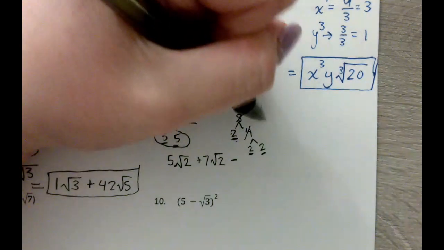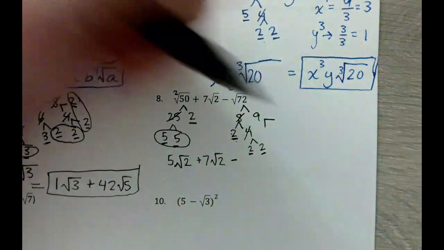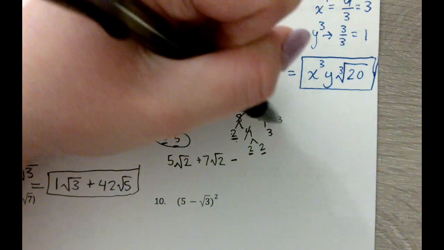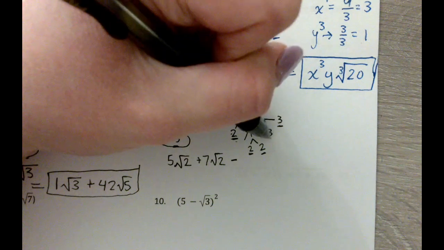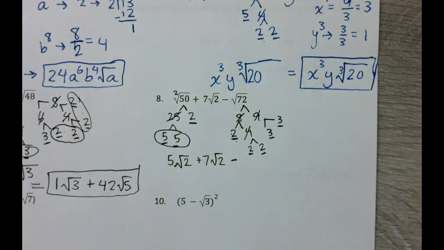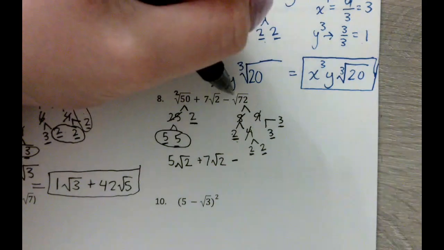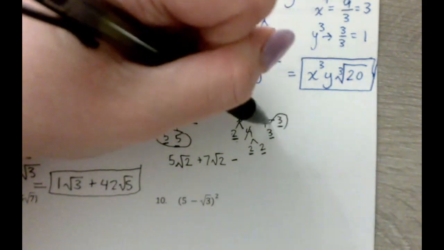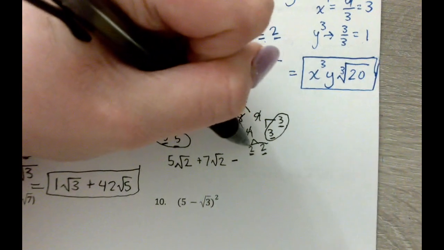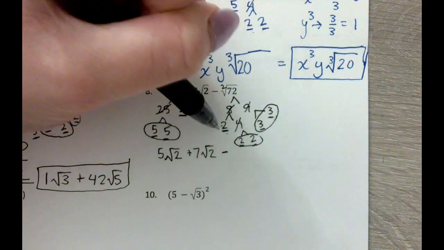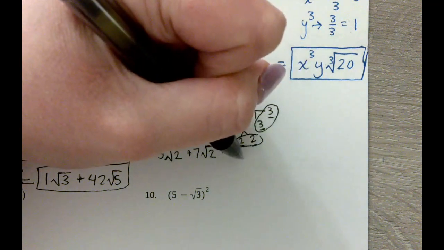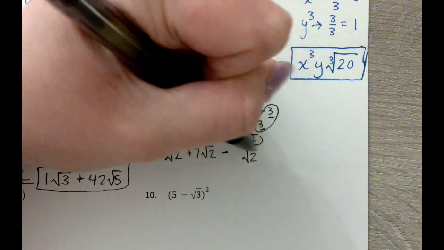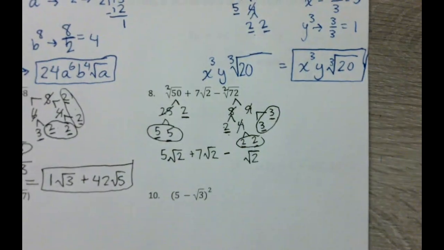And then 9, I'm going to kind of branch over here a little bit. 9 breaks down into 3 and 3. And then 3s stay. So again, this is a square root, so I'm looking for groups of 2, and we got a couple. I've got a group of 2 3s and a group of 2 2s, and then a singular 2 left. So this 2 is going to go under the radical still, can't do anything with it.